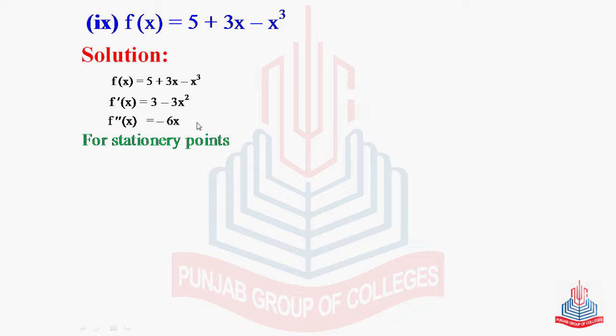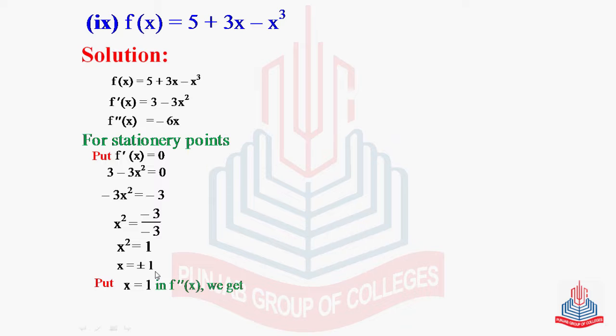So for stationary points, put the first derivative equal to 0, which is 3 minus 3x square is equal to 0, and from this equation we will get the value of x. By simplifying, x square is equal to 1 and x will become plus minus 1. Now we have two values of x, plus 1 and minus 1. So we check these two values one by one by putting them into the second derivative.